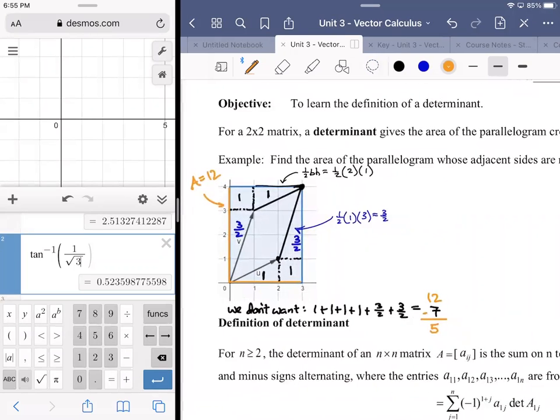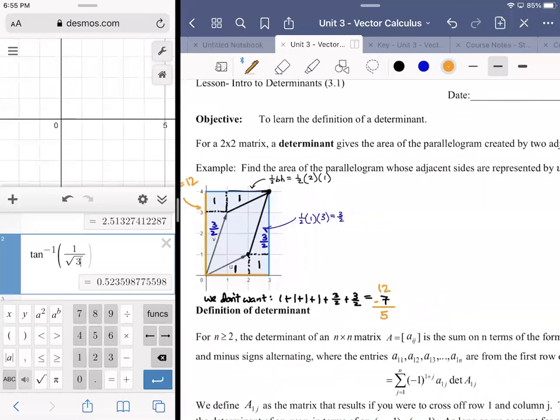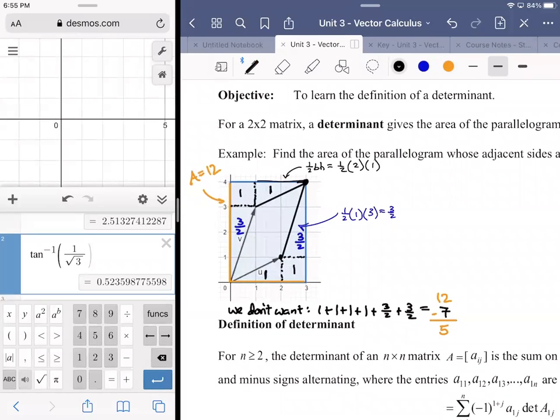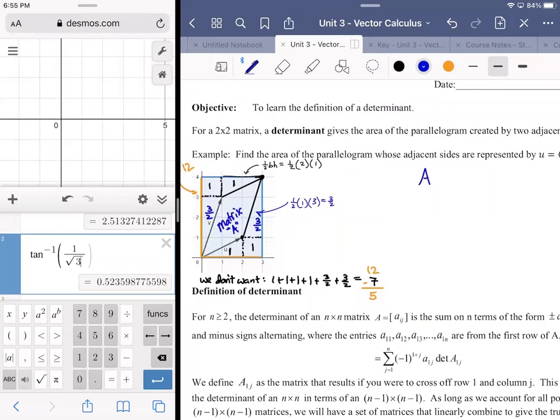Clearly we don't want to do it that way, but that's a way that works. You could also do base times height if you could figure out the length of u and the distance between opposite vertices of the parallelogram, or you could find the determinant of the 2 by 2 square matrix. We'll call this matrix A. What we'd be looking at is A, a 2 by 2 square matrix, so A with dimensions 2 by 2.